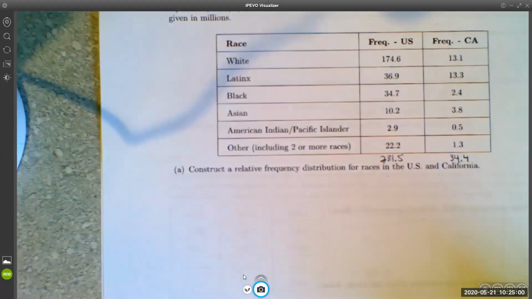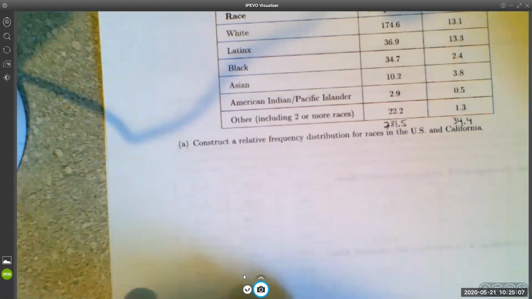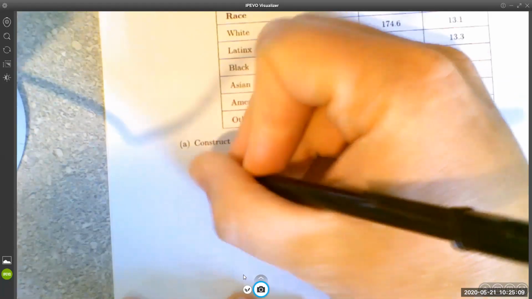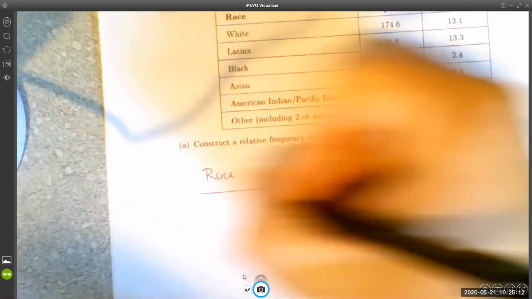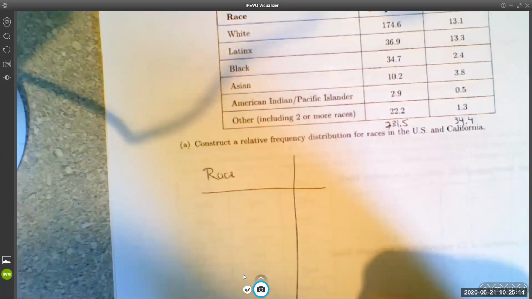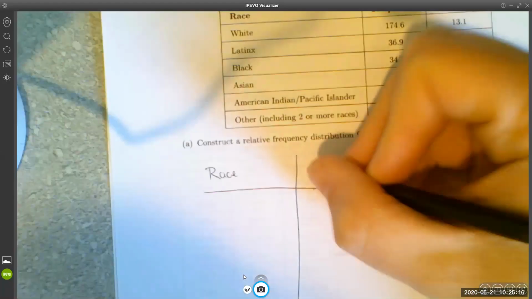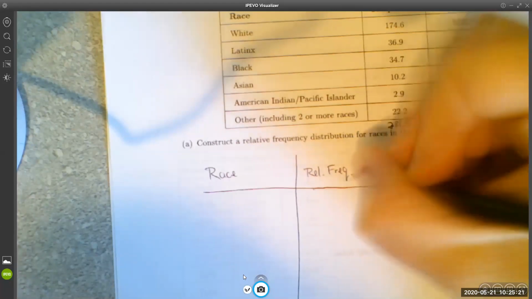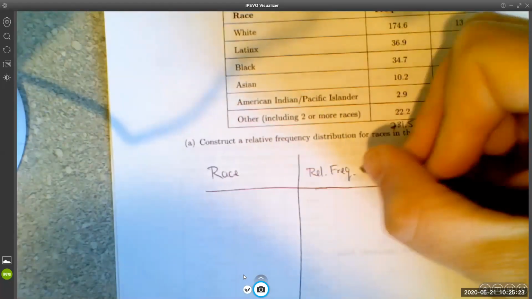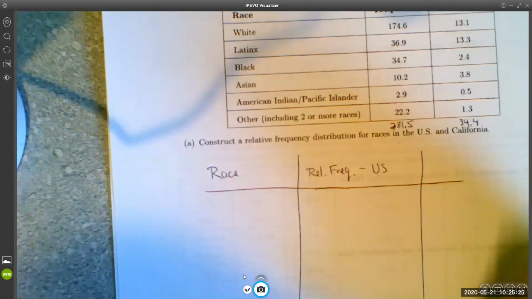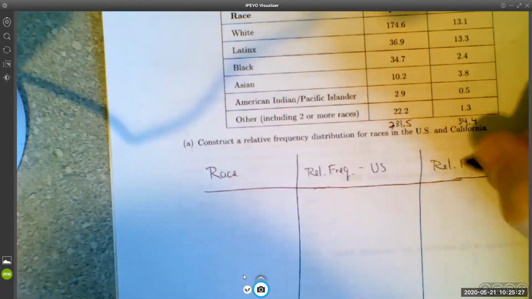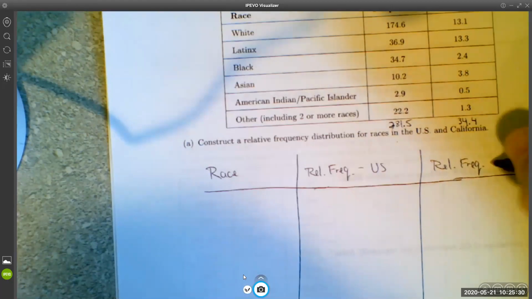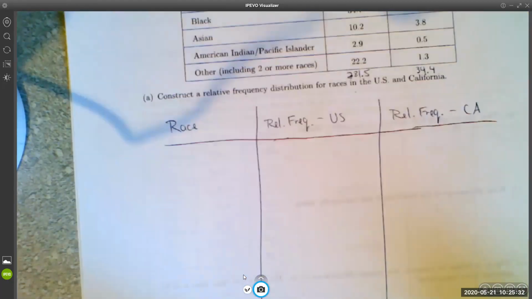Okay. So now that we have those totals, we can construct our relative frequency distributions. So I'm going to list off the races again, and then we're going to have the relative frequency. I'm just going to abbreviate. So this is the relative frequency for the US, and then the relative frequency for California. Okay, and race.